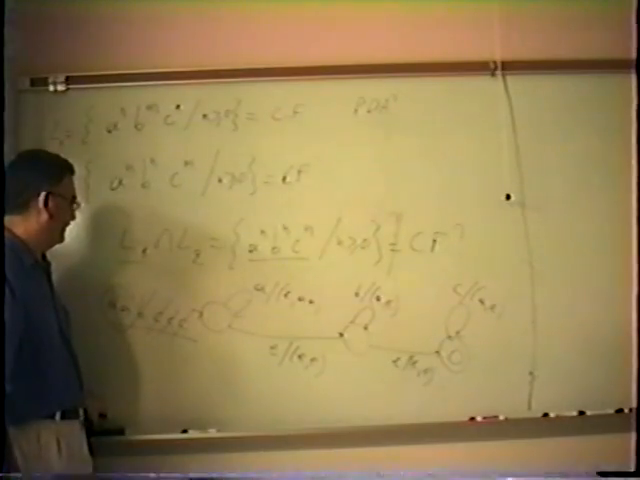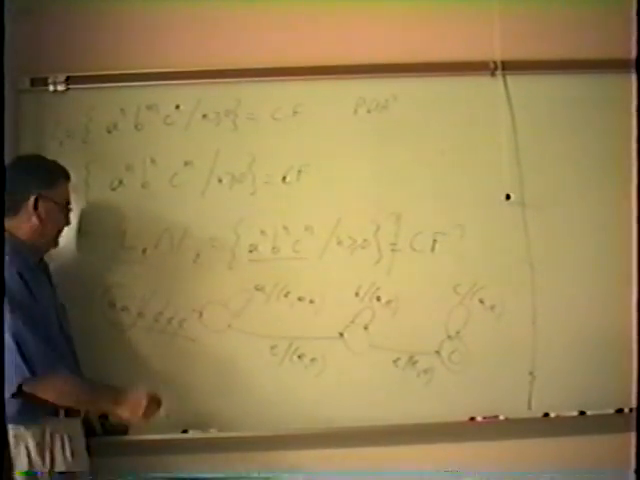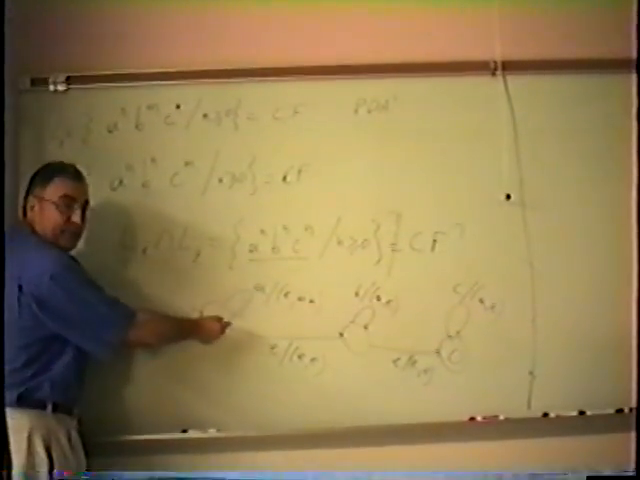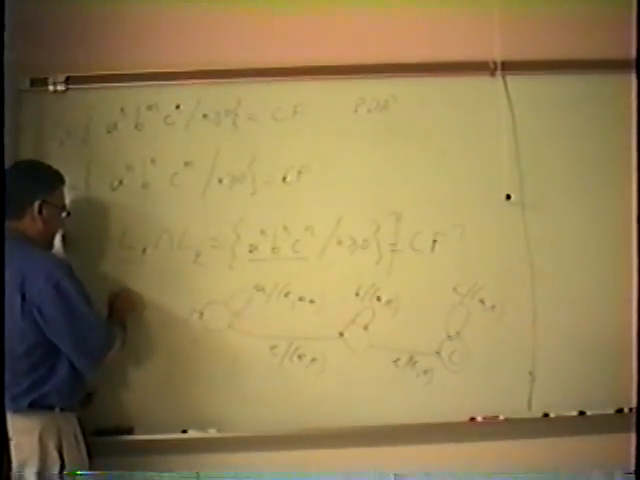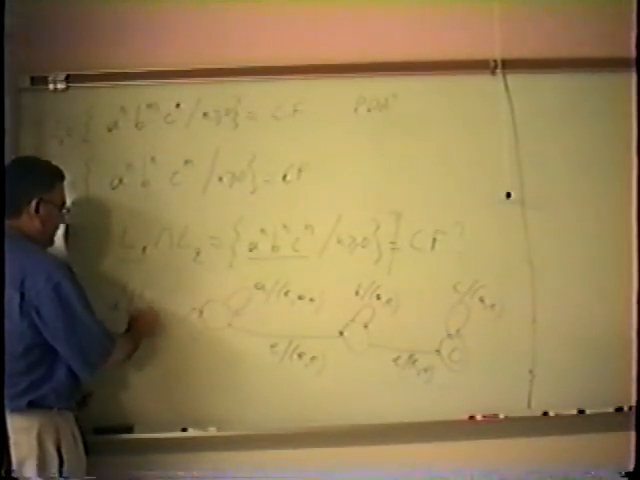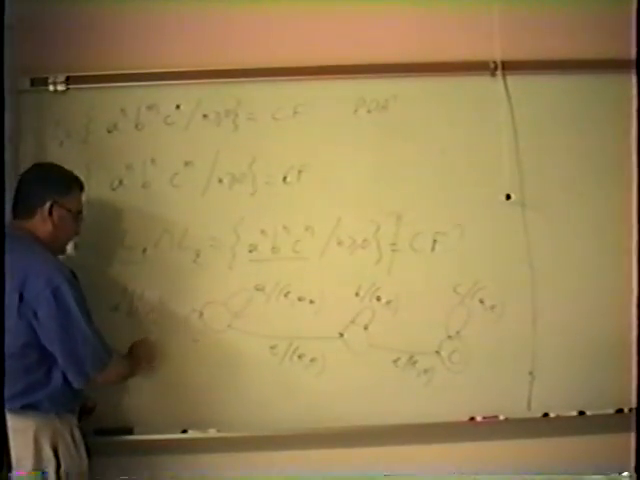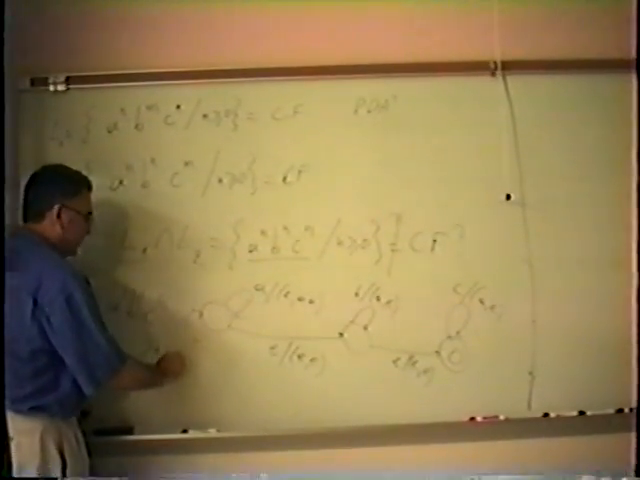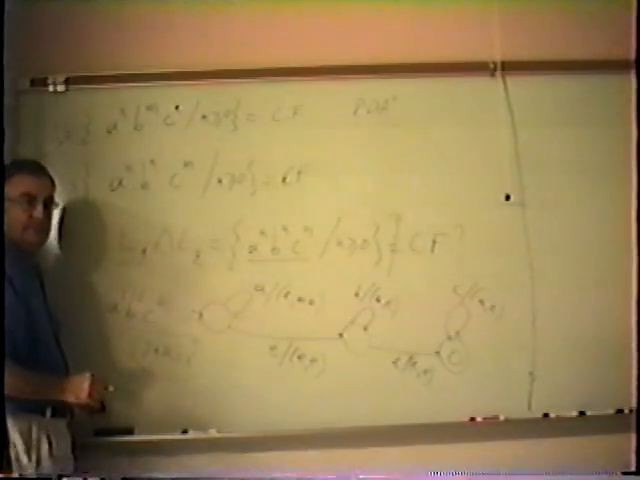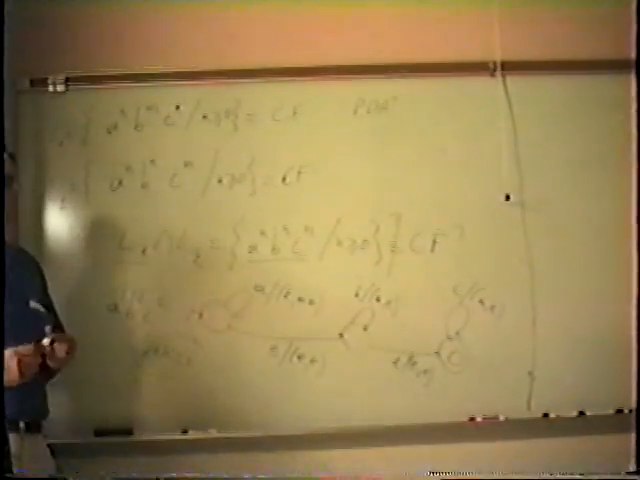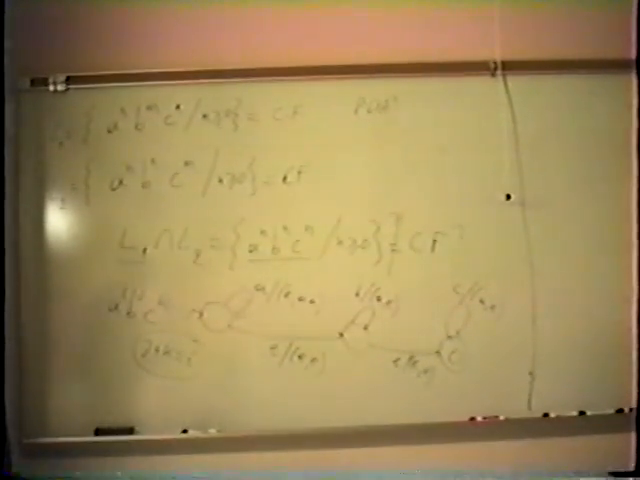What is its language? The language of this automaton is A^i B^j C^k where j plus k equals 2i, correct. If the number of B's and C's together is 2i, right?